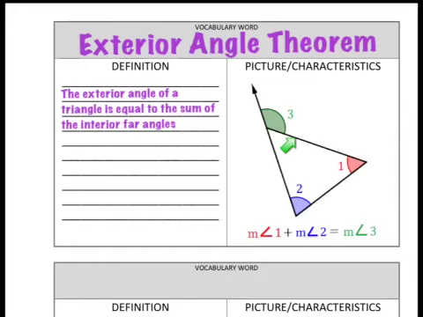Angle 3 right here, our exterior angle, actually is the sum of angle 1 and angle 2. So if you add angle 1 and angle 2 together, you get angle 3, this exterior angle. So that's pretty cool. Now we're going to be using that theorem to help us find missing angles.